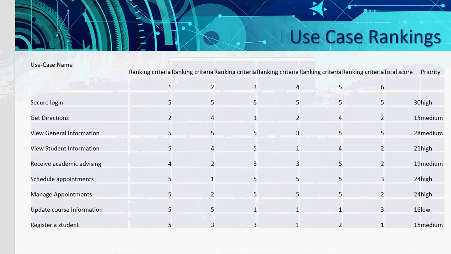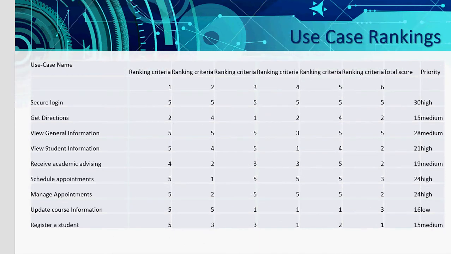This is a use case diagram which shows the various actors and how they interact throughout the system. This is the use case rankings, which show each different use case and their priority compared to each other, where certain things such as the secure login are ranked as very high, as they are very important to the system, while certain things such as updating course information are very low, as they are not as important to the priority of the system, as we have much more important parts of the system.